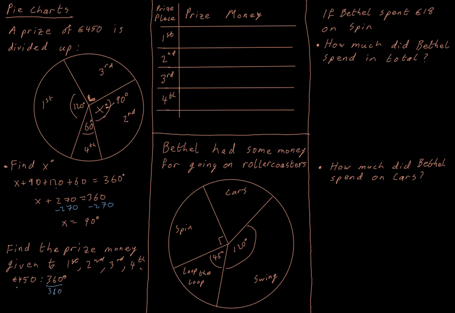how much money you get for 1 degree. So divide by 360. 360 divided by 360 is going to give us 1. So 1 degree of our circle would equate to, we work that out, €1.25. So for every degree of the circle that a prize has, you get €1.25. So say we were talking about the second or third prize, which was 90 degrees, we'd multiply both sides of our ratio by 90.